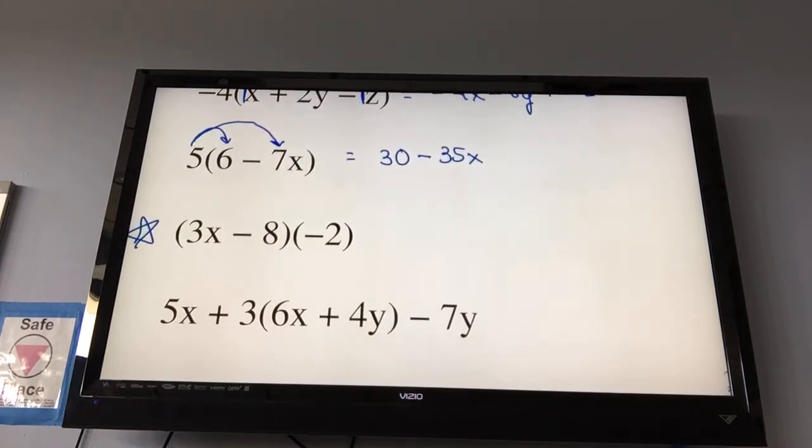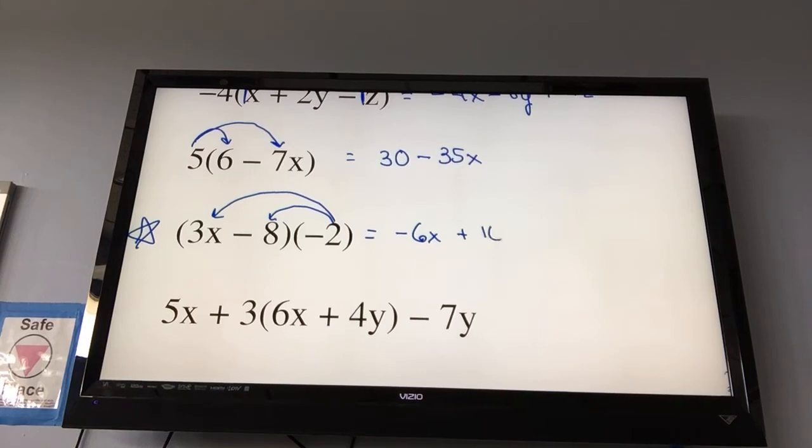You really can do it in any order, but I always go to the first one first. Negative 2 times positive 3, negative 6x. Negative 2 times negative 8, positive 16. Neither of those terms are alike, so that's my final answer.